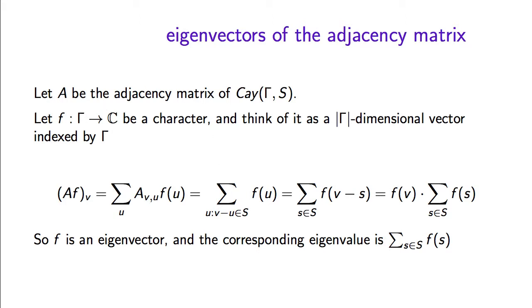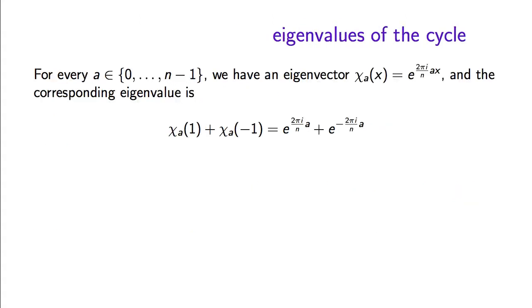Different characters are orthogonal. We have cardinality of gamma characters. So we have found all the eigenvectors of the matrix. And for each of them, we know what is the corresponding eigenvalue. So all the eigenvectors of the cycle are of this form, and the corresponding eigenvalue is just this number.